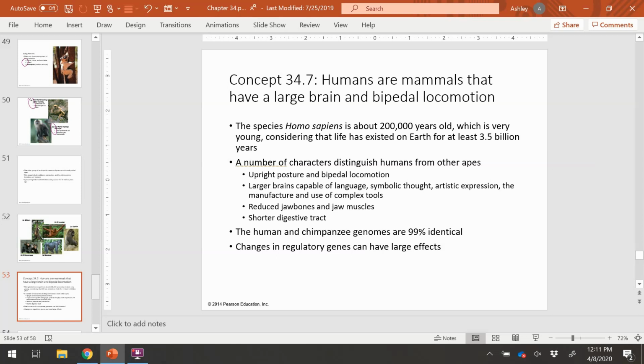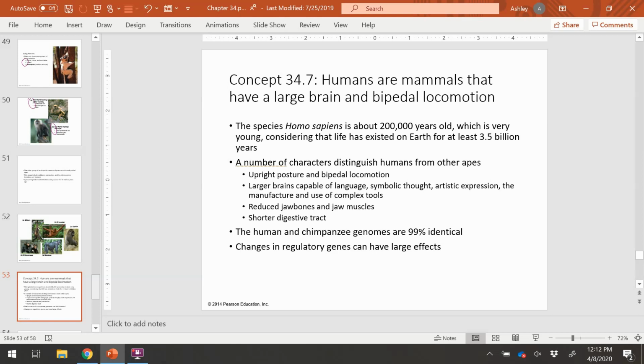We have bipedal locomotion, which gives us an upright posture. So instead of being on 4 legs, we're on 2. We have larger brains capable of lots of different things: language, thought, expression, manufacture and use of tools. We do have reduced jaw bones and jaw muscles compared to other apes, and we have a shorter digestive tract.